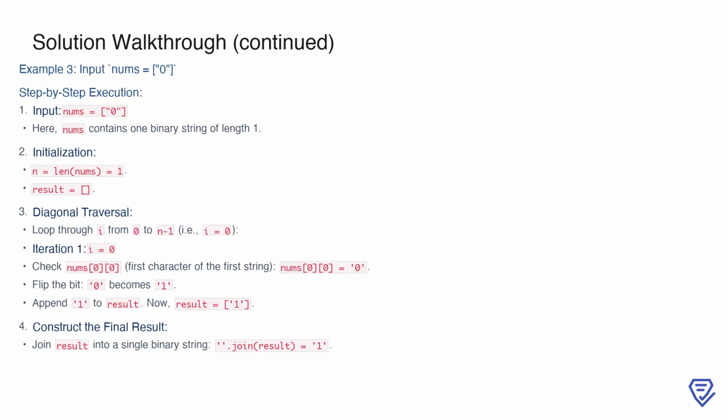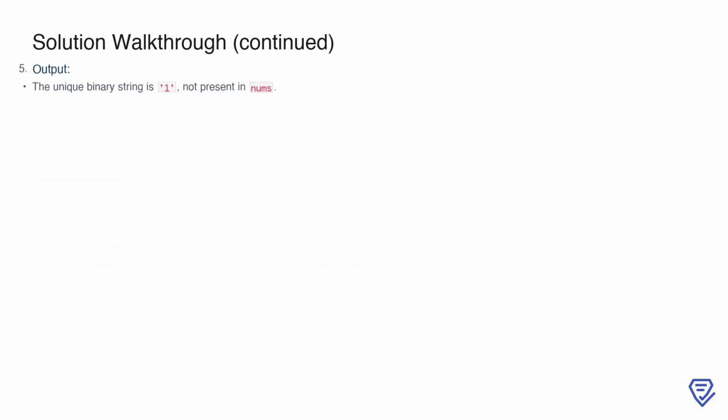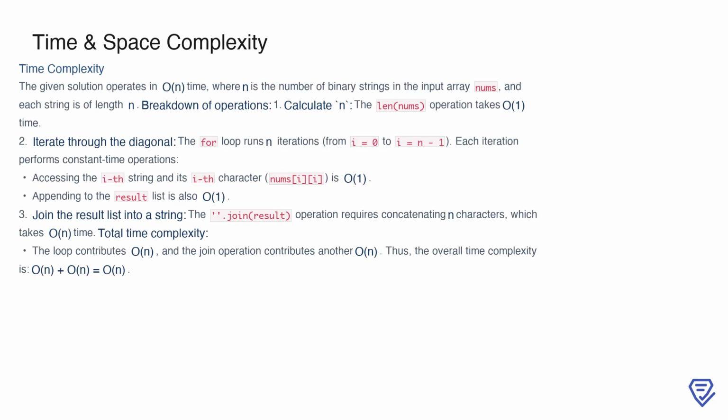For i equals 0, we check the first character of the first string, nums[0][0], which is 0. Flipping this bit gives 1, and we append it to result. At this stage, result equals 1. Finally, we join the elements of result to form the binary string 1. This string does not exist in the input array nums, so it is the unique binary string we were looking for in this case.